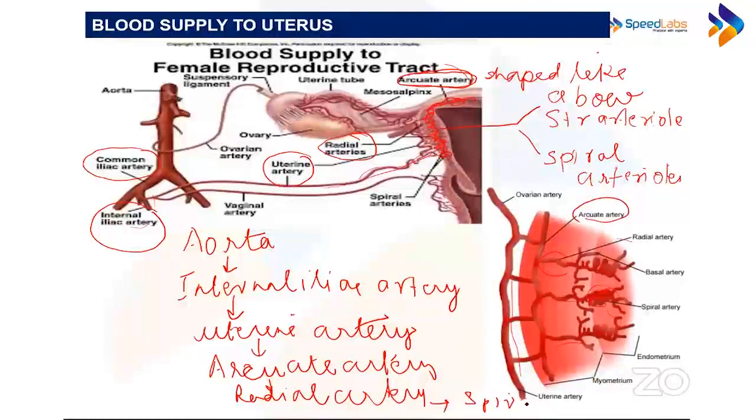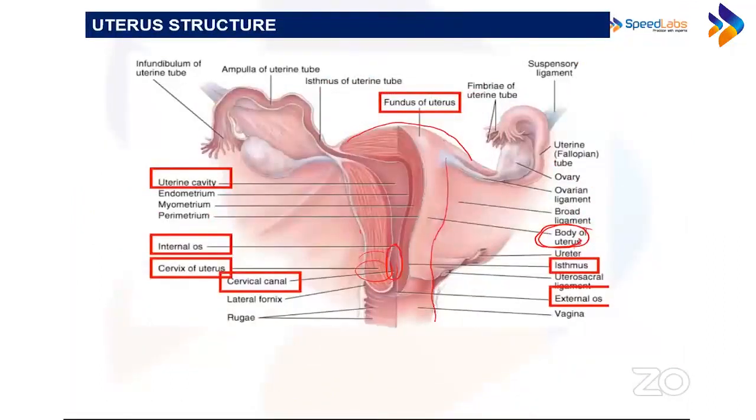So you understood why the blood flow is not continuous and it stops after some time, because even when the arteries are ruptured, broken, they take that spiral form. Okay, so I hope the blood supply to the uterus and the names of the arteries are clear to you. Yes, we are talking about this structure.